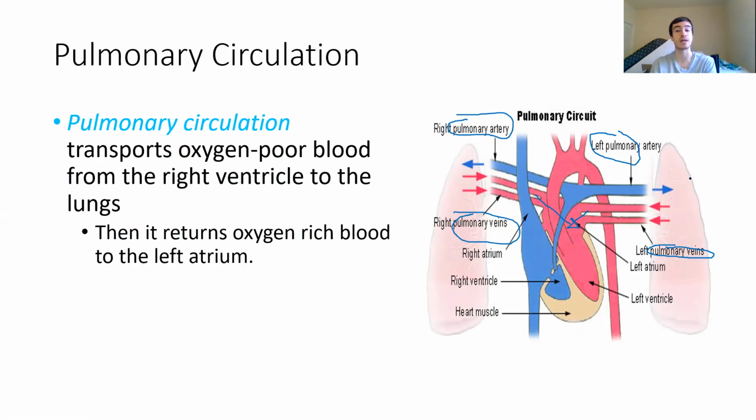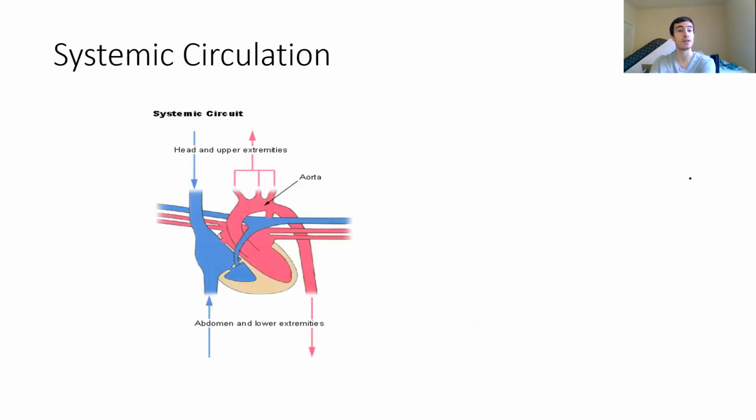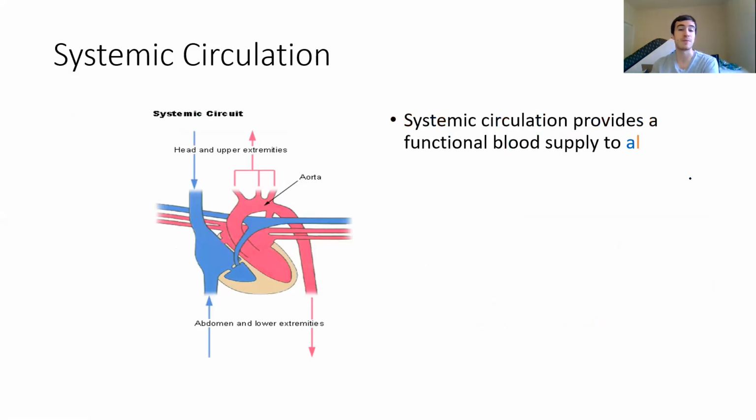So when we leave the right side of the heart, we're very low in oxygen. We go to the lungs through those pulmonary arteries, pick up oxygen, and then travel through the pulmonary veins back into the left side of the heart, where now we are nice and full of oxygen. Then we're ready to go out to the rest of the body. So the systemic circuit is when we leave from the left side.